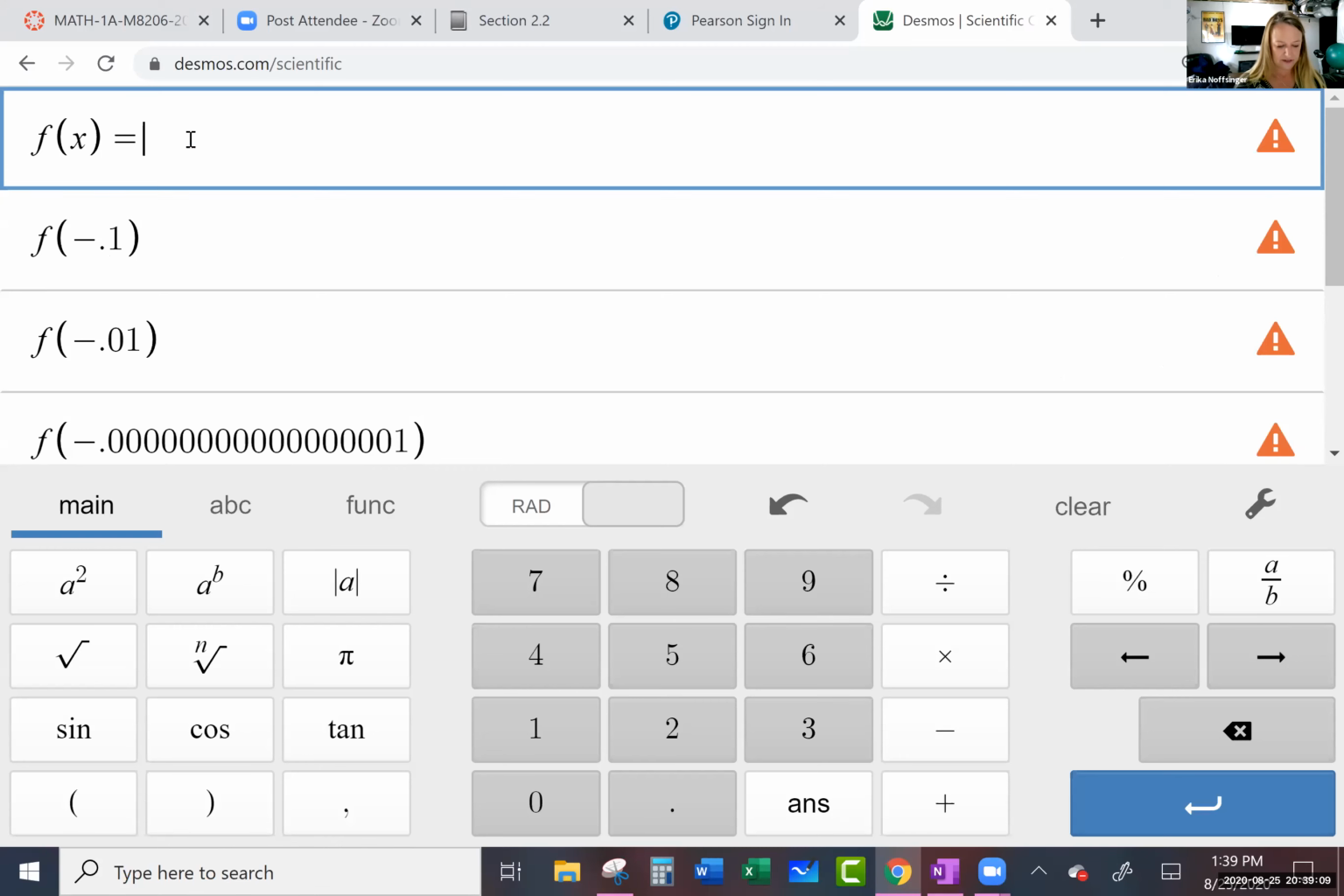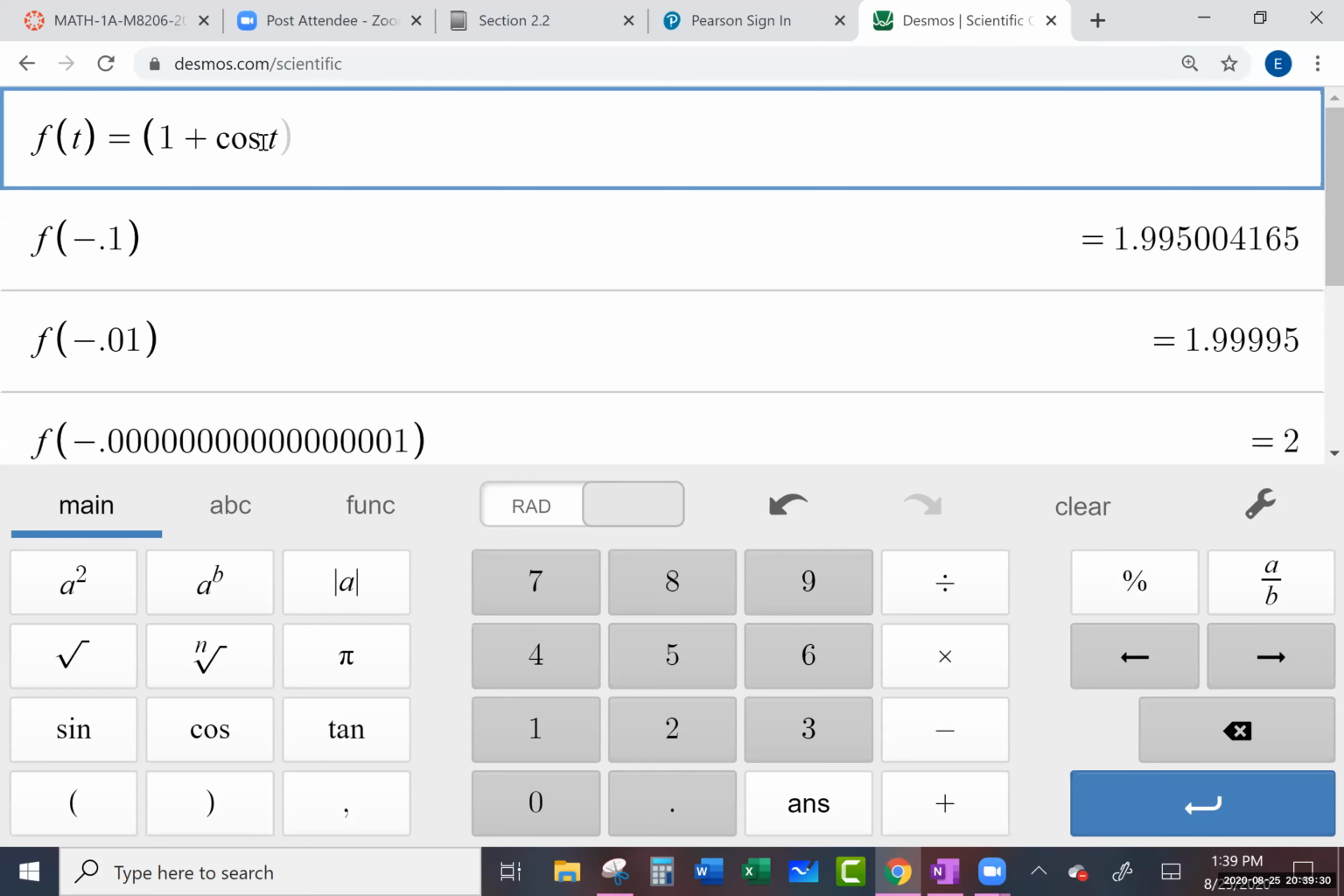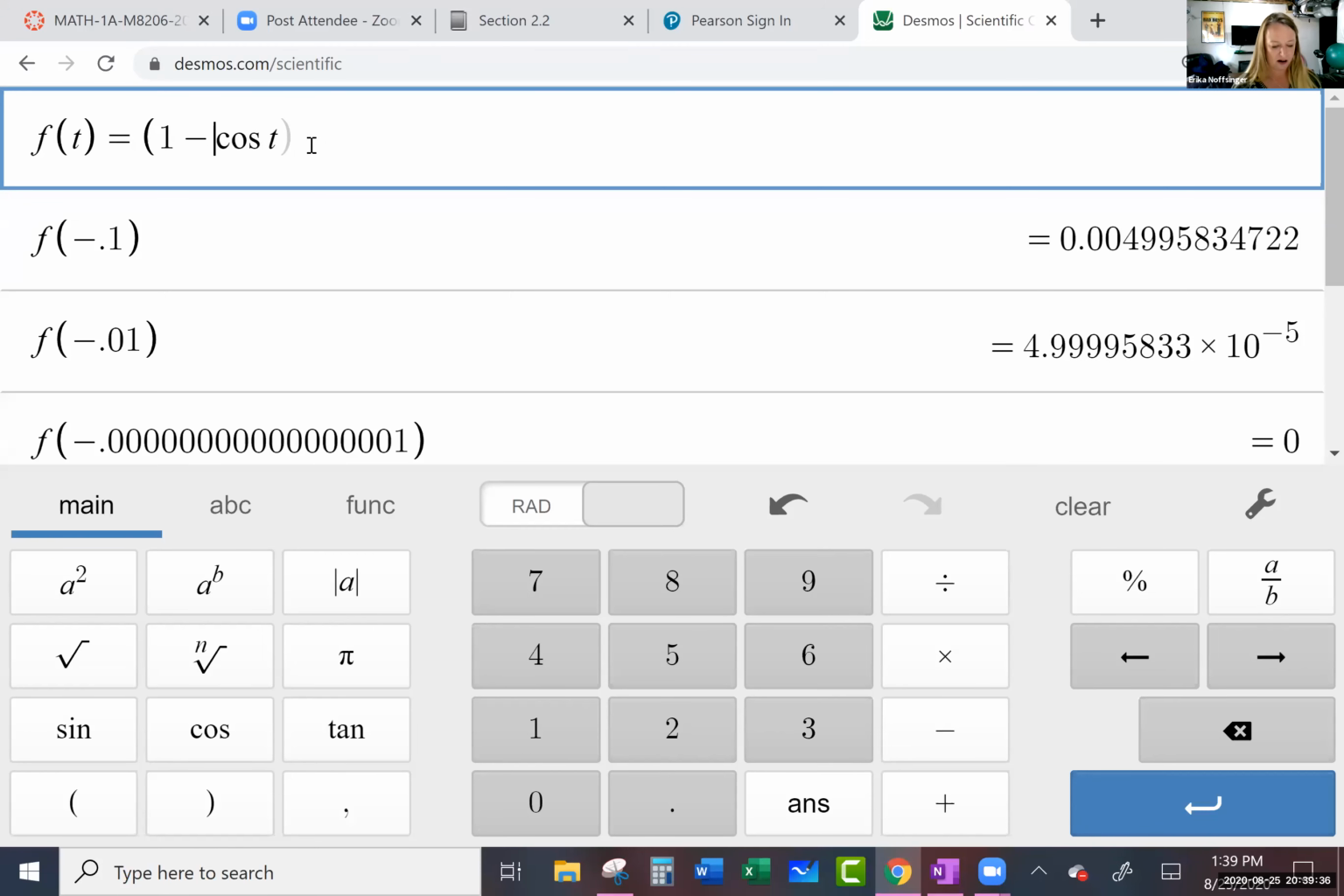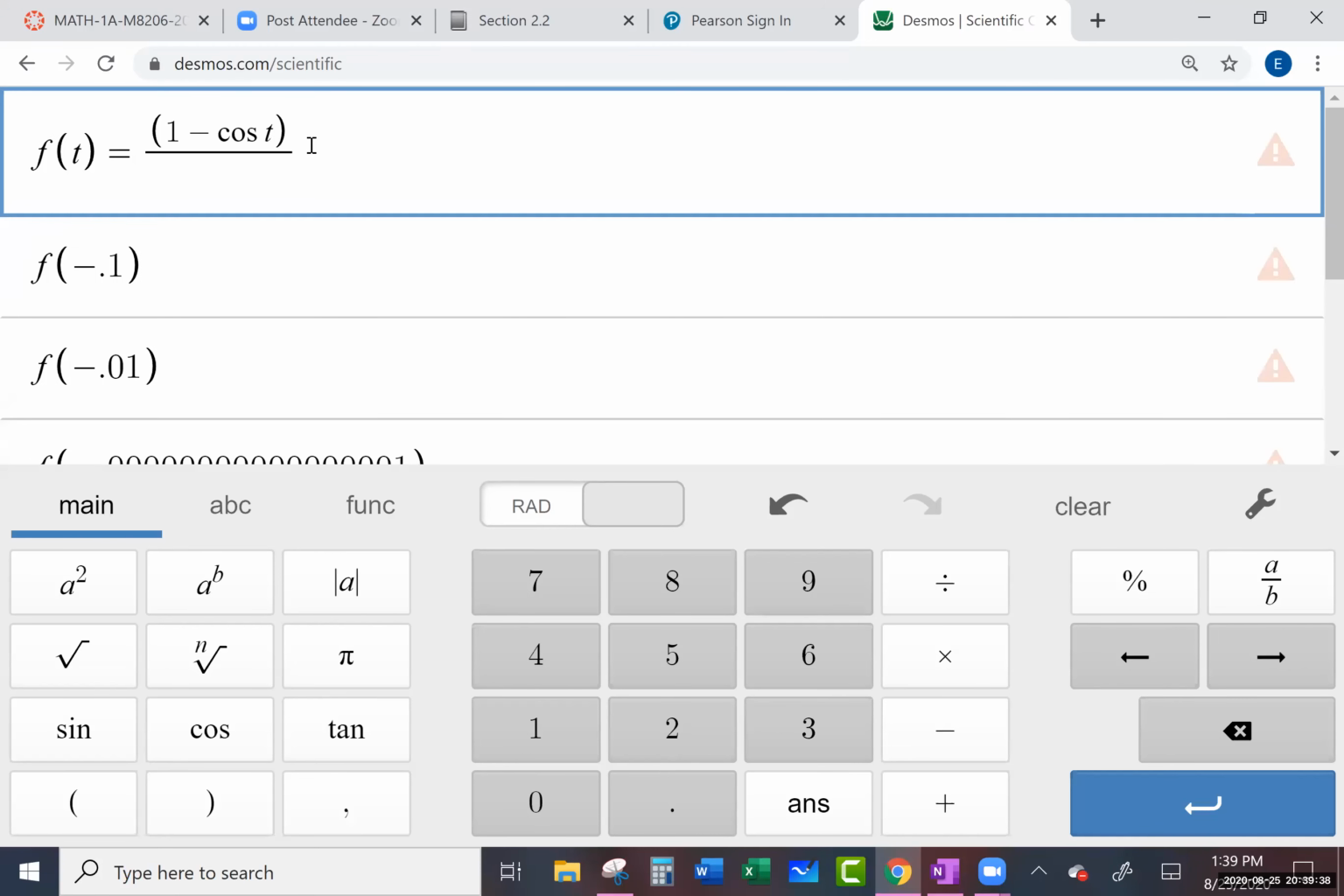So here we have f of x. This is equal to, I need to put parentheses around the whole numerator because there's more than one term. And I believe that was 1 plus cosine of t. And we're using the variable x here. Technically, I could put in here, if you wanted, t, just like the variable they had over there. I think it's 1 minus cosine of t. Thank you. I wasn't sure if that was a plus or minus. And then all divided by t squared.